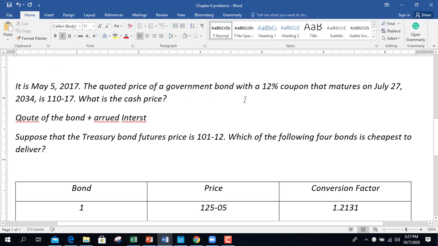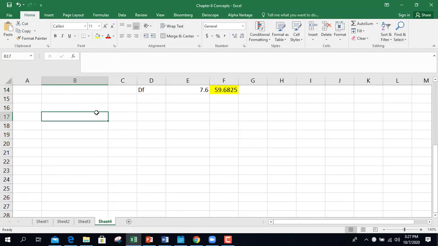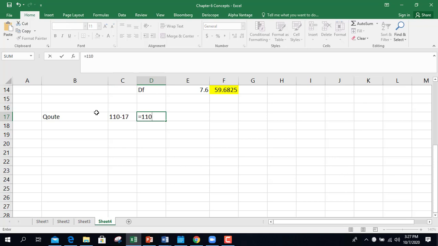So what is the quote of the bond? The quote of the bond is 110-17. So let's convert it to a normal quote instead of that fancy thing. If you convert it into normal quotes, it will be 110 plus 17 divided by 32. So it is 110.5313. Okay.